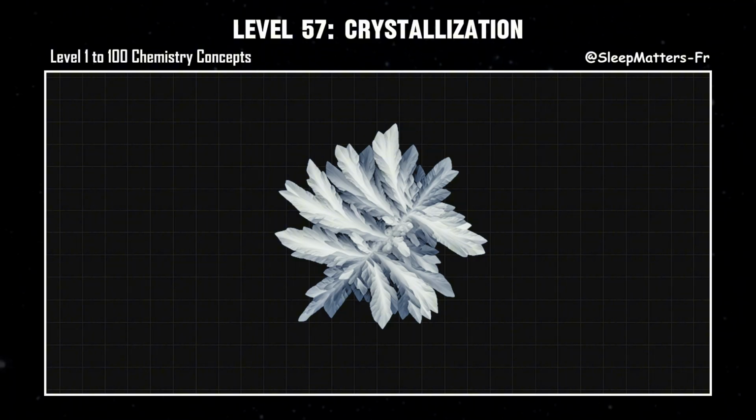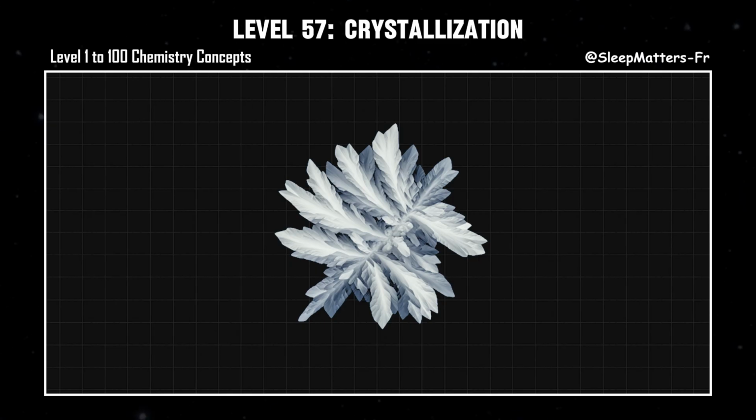Level 57. Crystallization. Crystallization is the beautiful process where a substance turns into a solid form with a unique pattern. You have seen it many times without even realizing it. Snowflakes are tiny crystals. Salt is made of crystals. Even sugar is a type of crystal. But how does this happen?